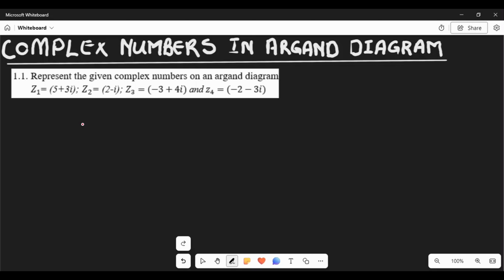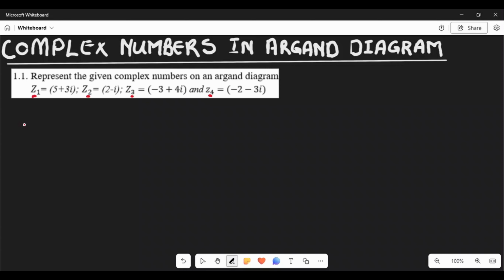Alright guys, so let's look at this problem here. They want us to represent the given complex numbers on an Argand diagram. The complex numbers they're talking about are Z1, Z2, Z3, and Z4. As you can see, there are four complex numbers here.